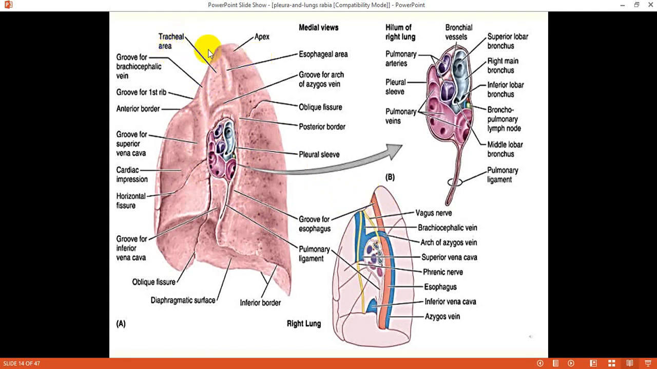Posterior to the root of the right lung is the esophageal impression along with the azygos vein. The right vagus nerve is passing posterior to the root of the right lung, while the right phrenic nerve is passing anterior to the root of the right lung.